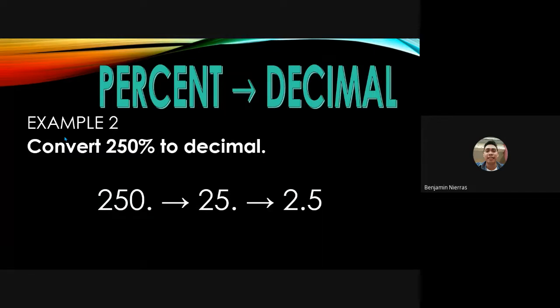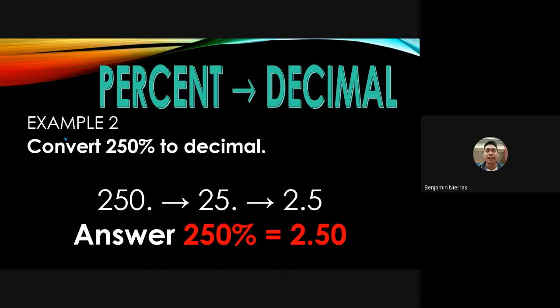Sir, what is the reason why the decimal point moved to the left side? Just simply divide the given by 100. By dividing it by 100, it is still the same. The answer is 2.5. Therefore, 250% is equivalent to 2.50 in decimal. Again, make your answer in two decimal places, so we add 0 to make it look like two decimal places. Our final answer is 2.50.